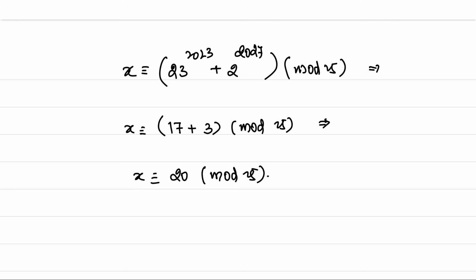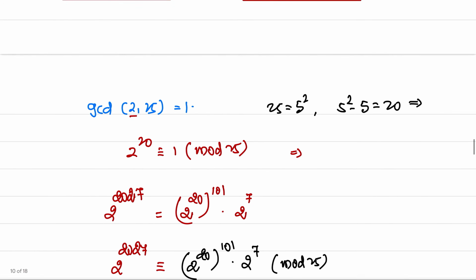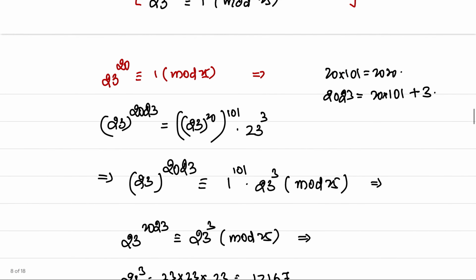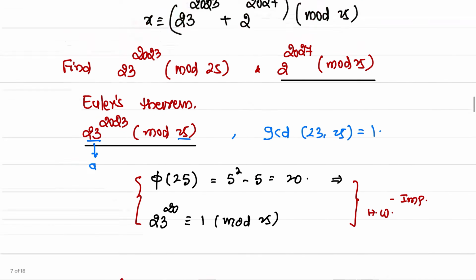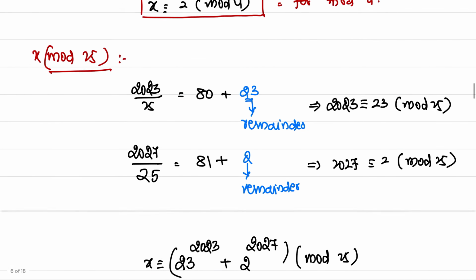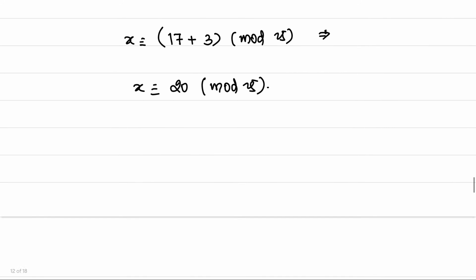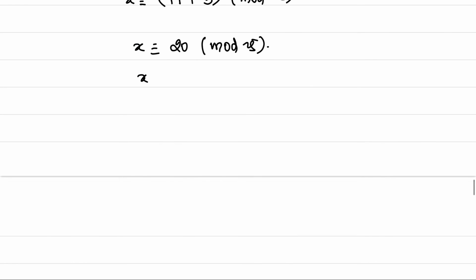And for mod 4, what is the equation? Because we have to find out mod 100. For mod 4, what is the equation? What we have got: x equivalent to 2 mod 4. That means we have got two equations. One is 20 mod 25 and another is 2 mod 4.